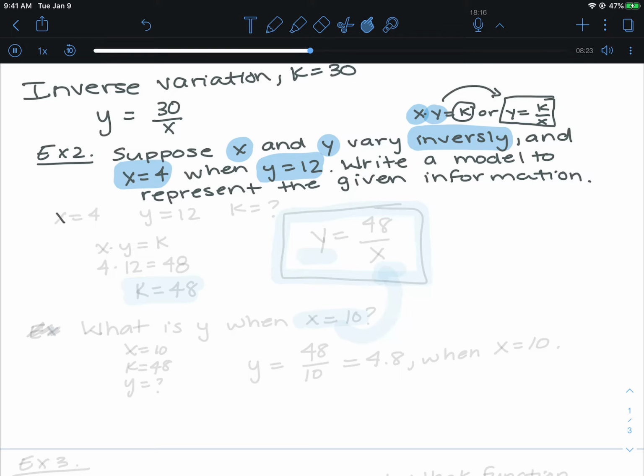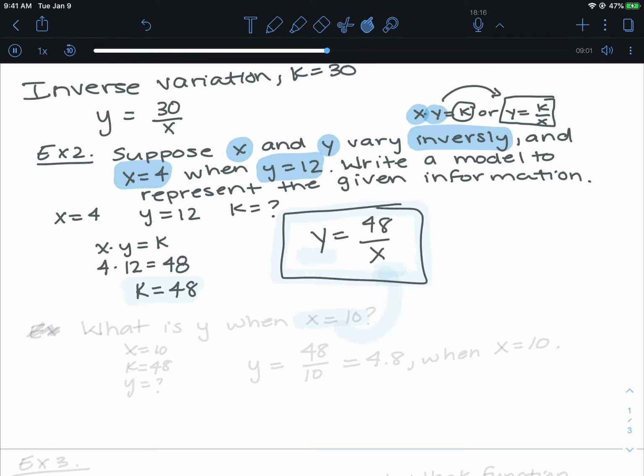So x here is going to be 4, and y is going to be 12. Well, what are we missing? We are missing k. So I'm going to do what we did in the previous one and just do x times y to give me k. What's x? 4. What's y? 12. So what's 4 times 12? 48. So that means k equals 48, and the model is going to be y equals 48 divided by x. And that right there would be my answer.